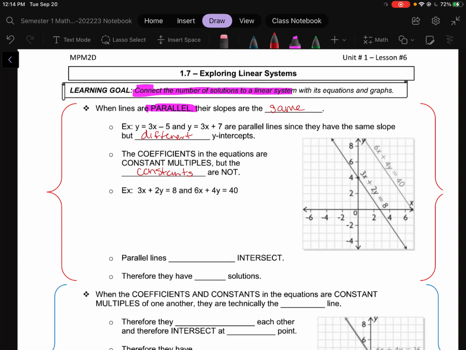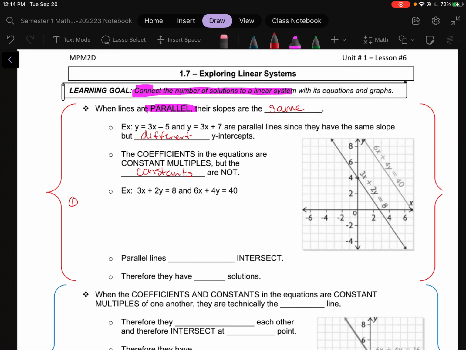The coefficients are not the same, but they are multiples of one another, but the constants are not. So it's not going to be 3 the entire time. They're multiples. For the example here, we have 3x plus 2y equals 8, and then 6x plus 4y equals 40. Looking at this, we're going to separate them off to the side a little bit. So we have 3x plus 2y equals 8, and then we have our other example on the side there.